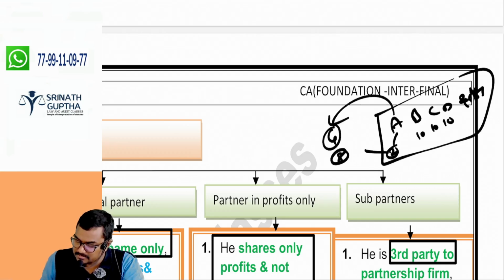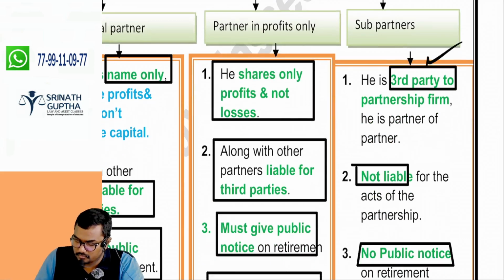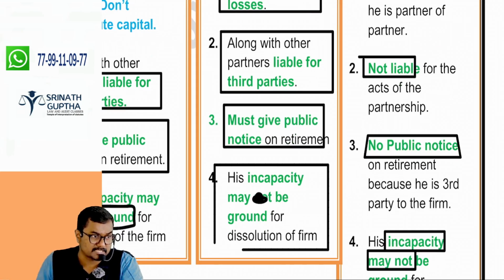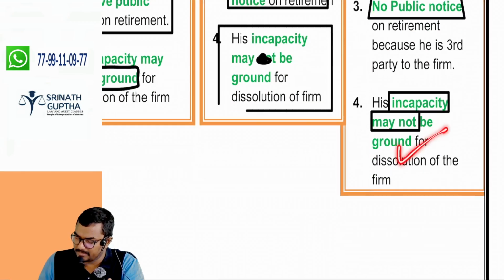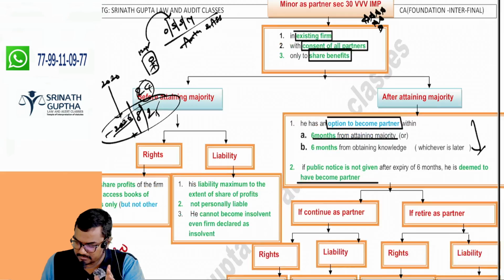And G is the sub-partner of Ajay. Yes sir, no sir. So a sub-partner is a third party to the partnership firm. Who is a third party? He is a stranger and is not liable to third-party customers of the firm because he is no more a partner. There is no question of retirement because he is not a partner at all, and his incapacity will not affect the business. And next one is the minor as a partner, star star, superstar.